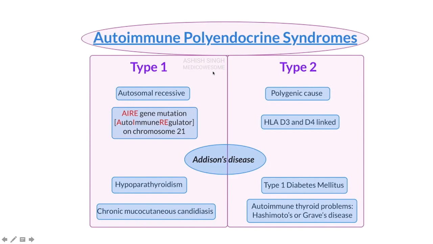Thanks so much. So type 1 versus type 2 autoimmune polyendocrine syndromes, APS. Type 1 is autosomal recessive, and it's due to a gene mutation in the autoimmune regulator gene on chromosome 21. It entails adrenal insufficiency together with hypoparathyroidism and chronic mucocutaneous candidiasis, right? Versus type 2, which is more polygenic in terms of its genetics, and it's HLA-DR3 and DR4 linked. It entails primary adrenal insufficiency together with type 1 diabetes mellitus and autoimmune thyroid issues like Hashimoto's or Graves.